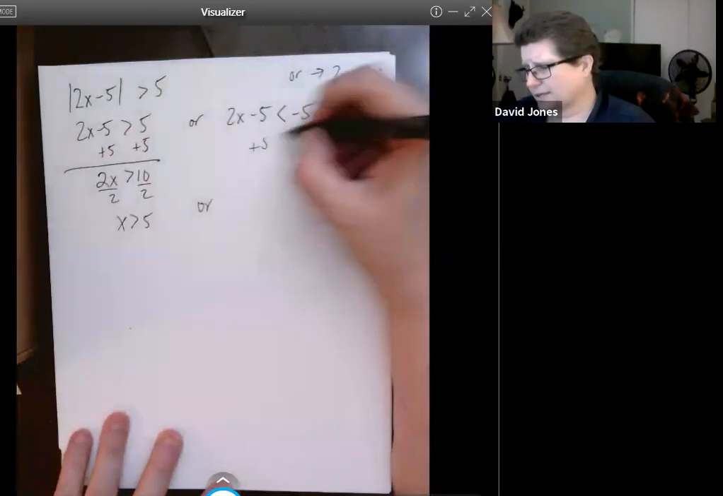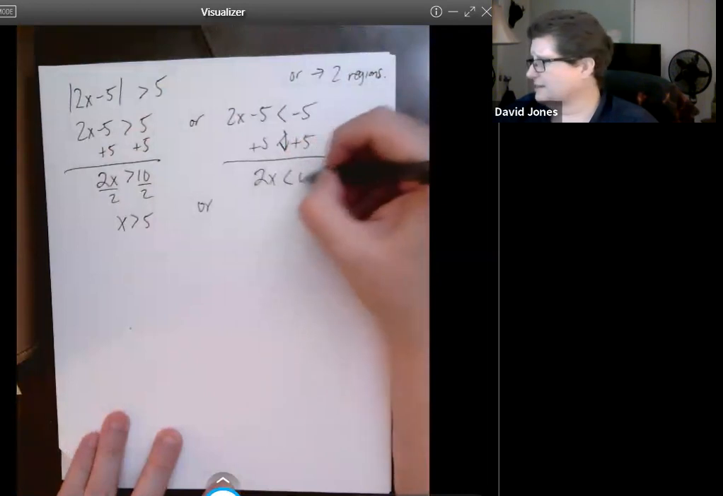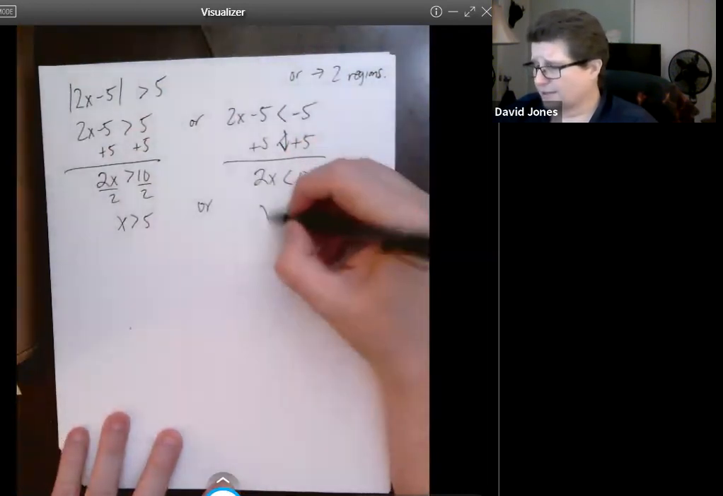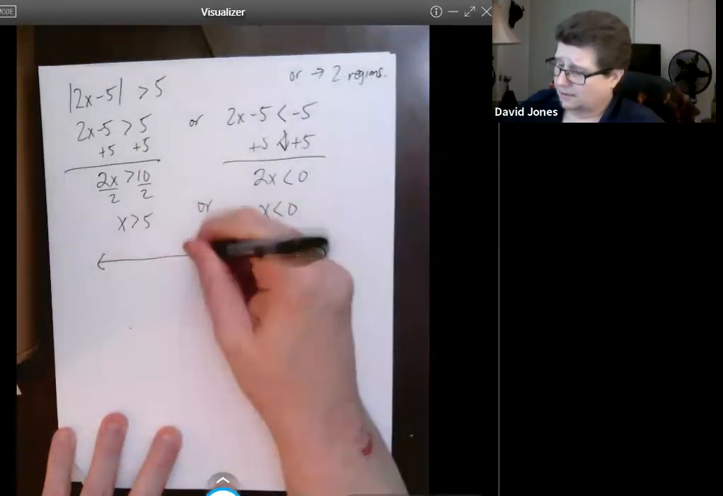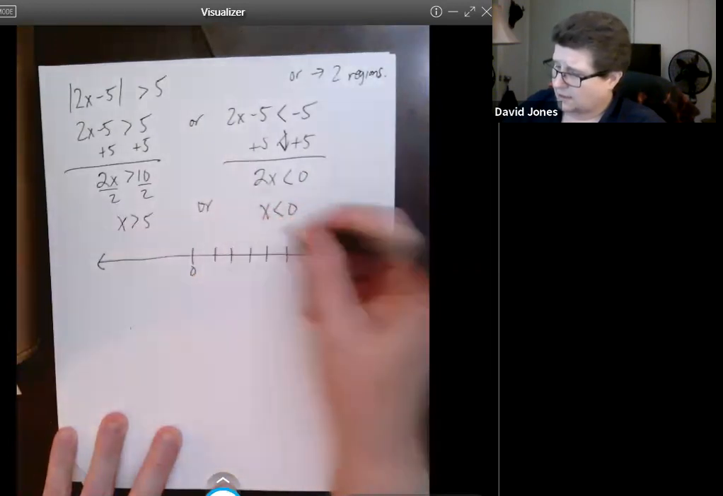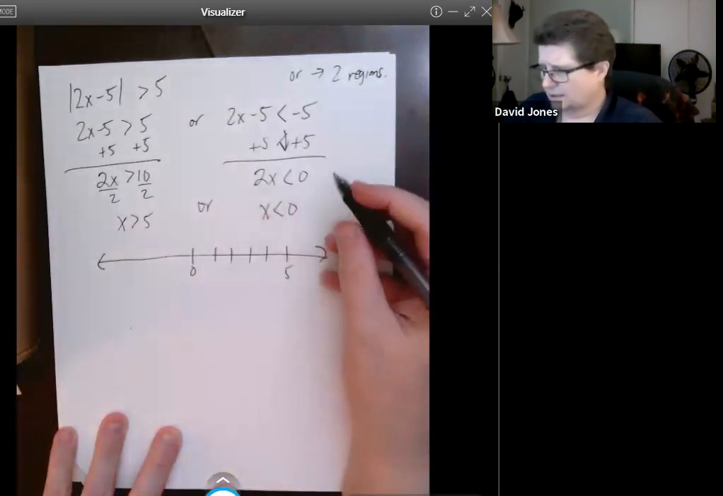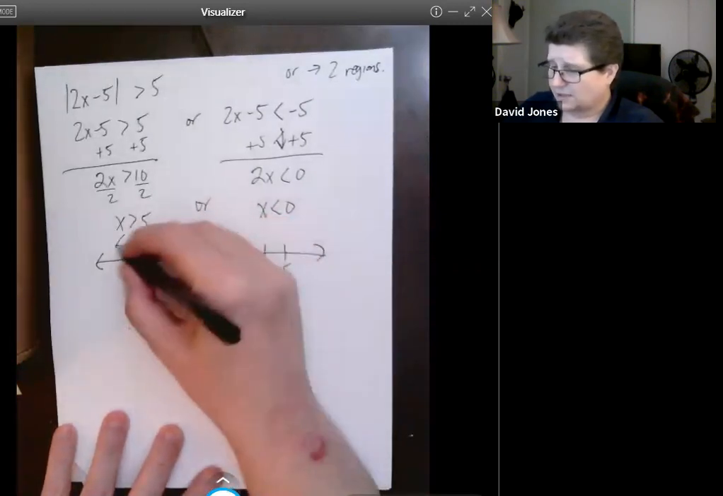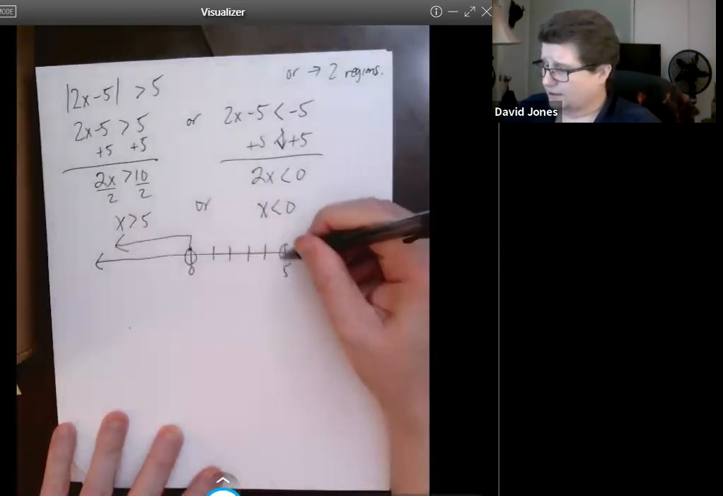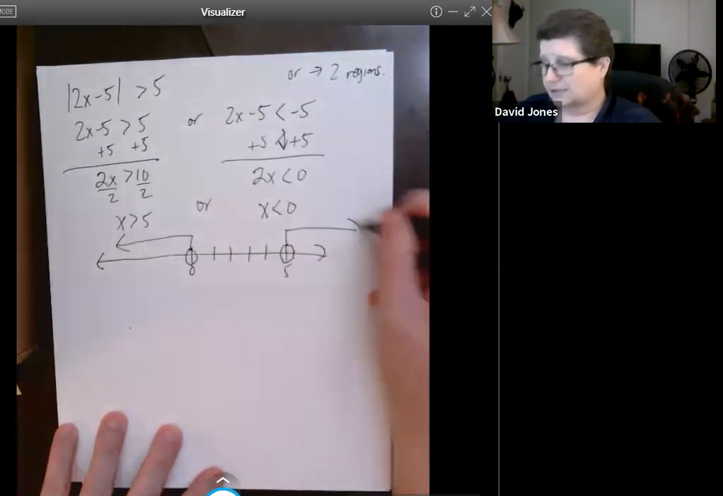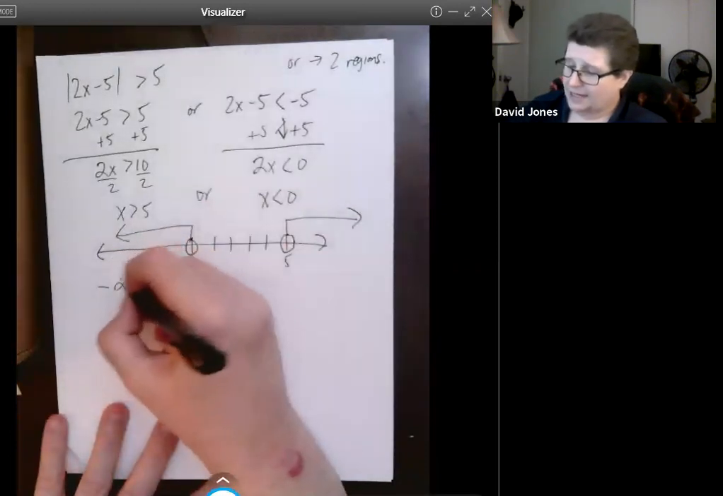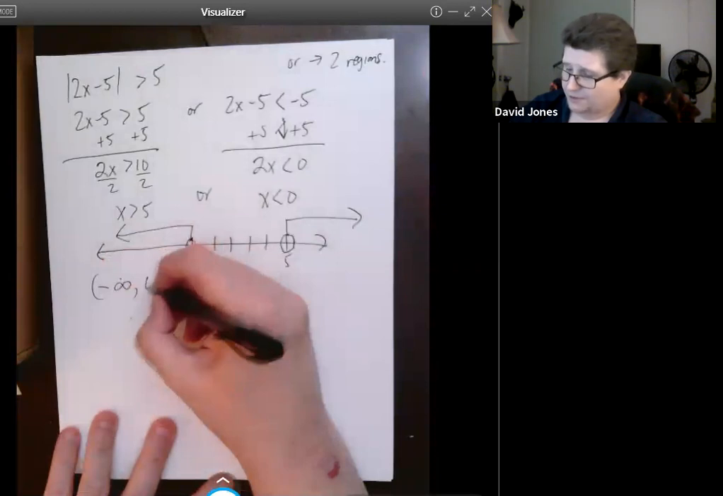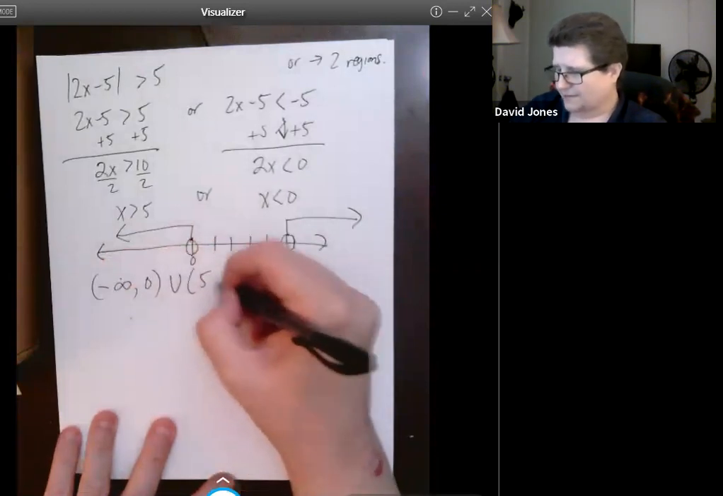Or I add 5 to both sides here. 2x is less than 0. Divide by 2, we get x is less than 0. Less than 0 is to the left. Greater than 5 is to the right. In interval notation, we've got negative infinity up to 0 in union with 5 to infinity.